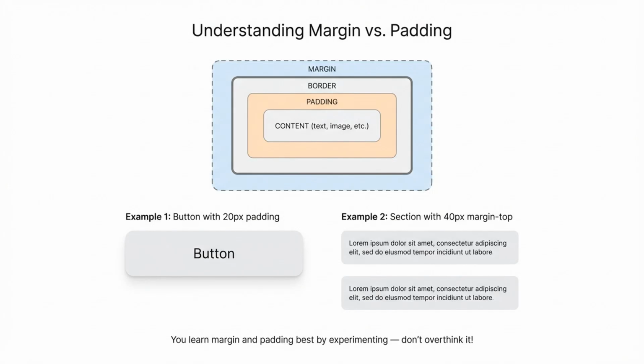Margin and padding are terms that confuse many beginners, especially those without a technical background. Here's the simple way to think about it. Padding is the space inside an element, between the content and the element's edge. Margin is the space outside the element, the gap between it and other elements around it. The best way to truly understand these is to just experiment. Change the values and watch what happens. It clicks quickly with practice.